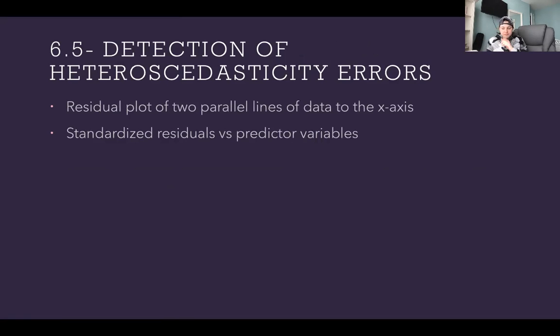Right, so section 6.5 is going to talk all about the detection of heteroscedasticity errors. If the residual plot consists of two parallel lines to the x-axis, then there is no evidence of heteroscedasticity. A plot of standardized residuals against the predictor variable can lead to the presence of heteroscedasticity errors. So we do not want heteroscedasticity errors in our data set.